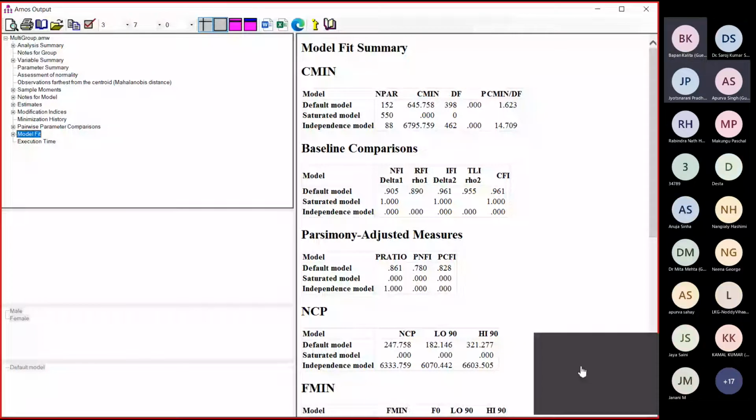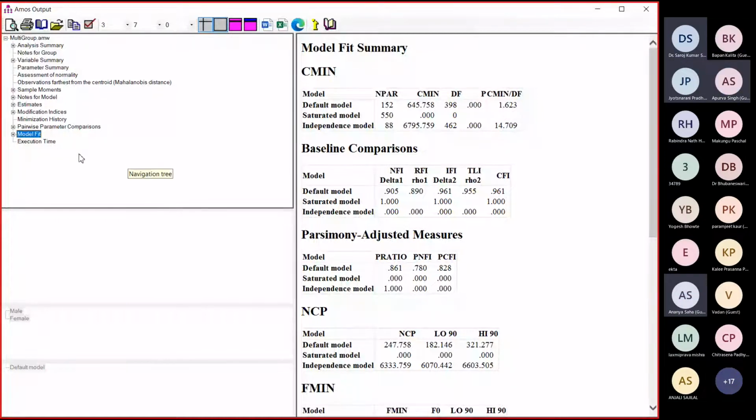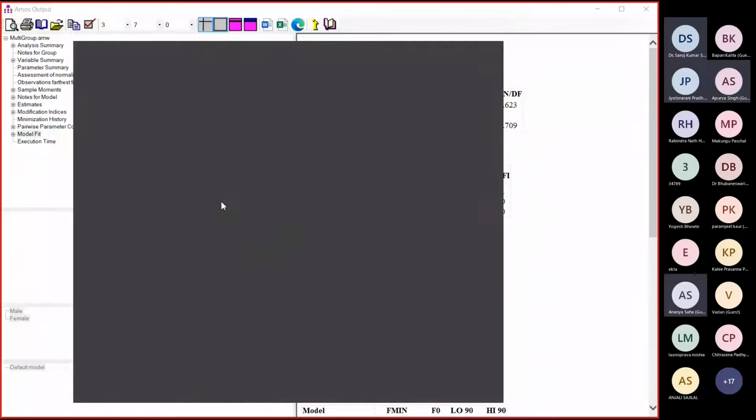Yes, sir. Model comparison is not coming. Sir, you have not done the operation. Go to your model. You have not done the operation of the multi-group because it is not appearing below. You have said yes, but you have not done it. Go to the AMOS model, sir. Yes, sir, I am in the AMOS model. No, it is not visible to me.